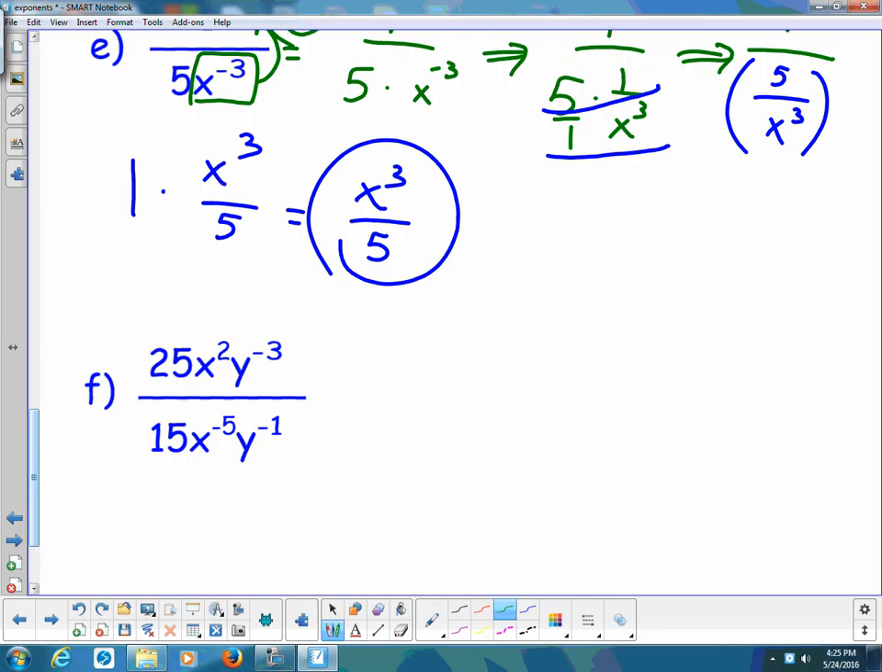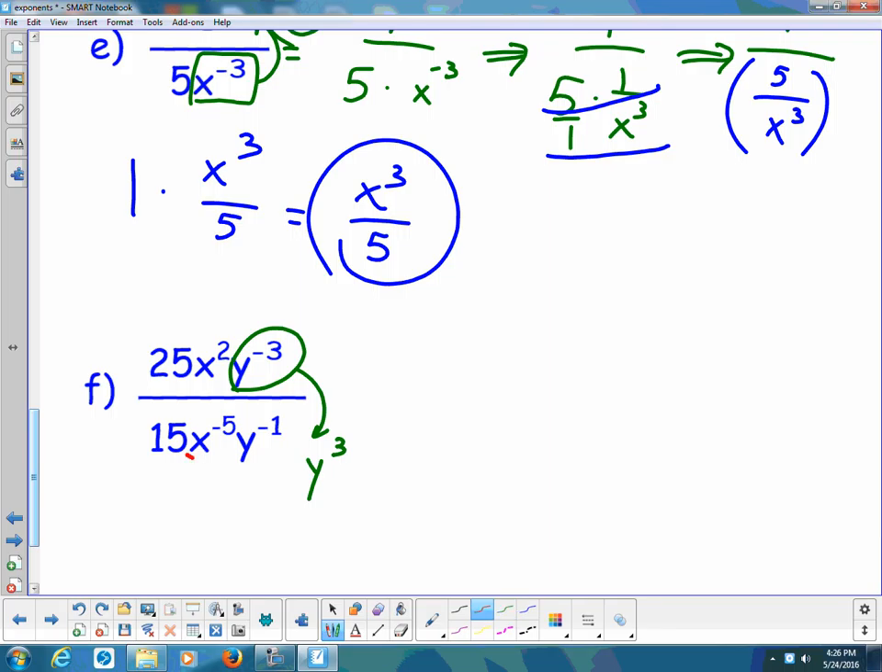For this one, I've got 25x to the second, y to the negative third, over 15x to the negative fifth, y to the negative first. Anything with a negative exponent, like right here, could be moved to the other part of the fraction with a positive exponent. So that means I can get rid of the y to the negative third, because it's 1 over y to the positive third. So I can rewrite it in the denominator as y to the third.